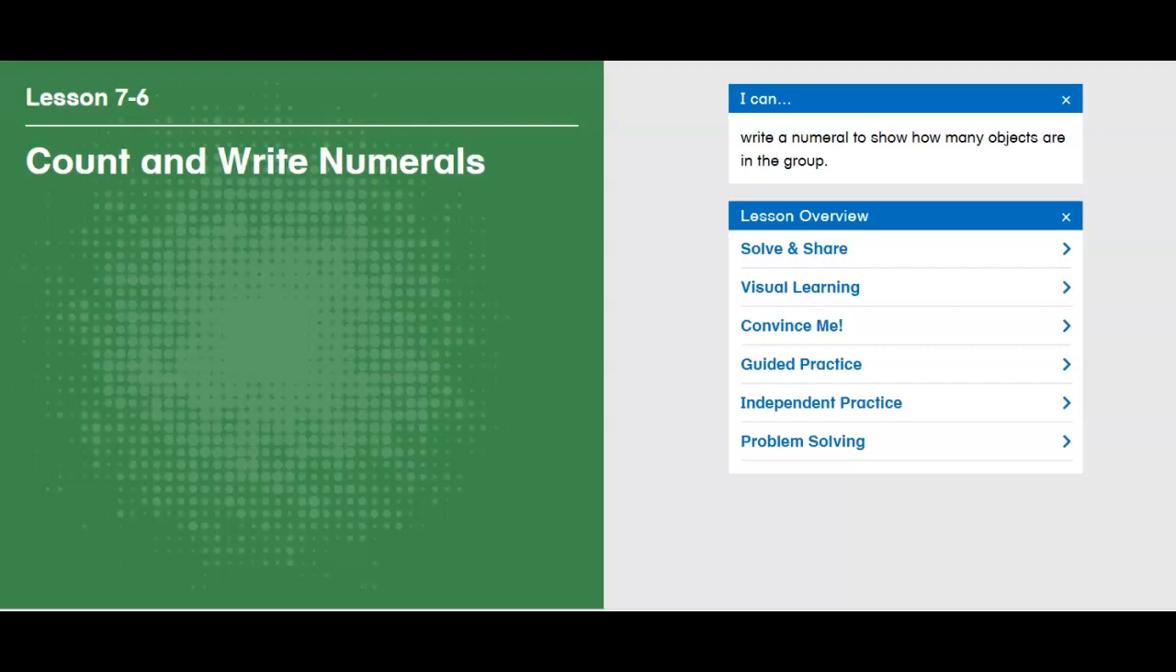For your math lesson today, we are beginning Topic 7, Lesson 6, Count and Write Numerals. Our learning intention is, I can write a numeral to show how many objects are in the group. Let's get started.